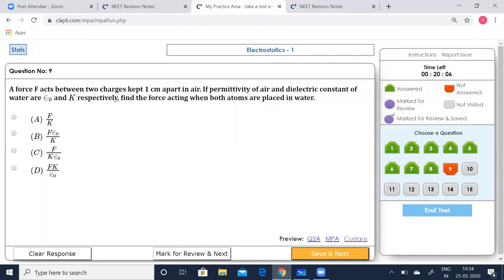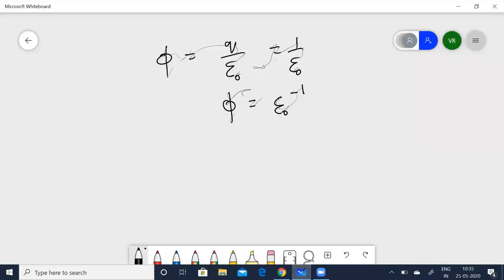Take that, go to the next. A force F acts between two charges kept 1 centimeter apart in air. If the permittivity of air and the dielectric constant of water are epsilon 0 and K respectively, find the force acting when both charges are placed in water. Again, I'll repeat: a force F acts between two charges kept 1 centimeter apart, so R is 1 centimeter. That's an interesting question.